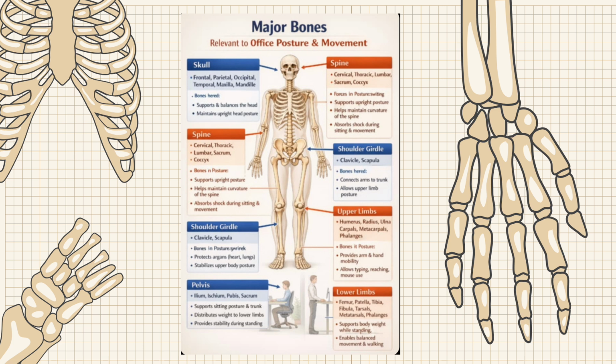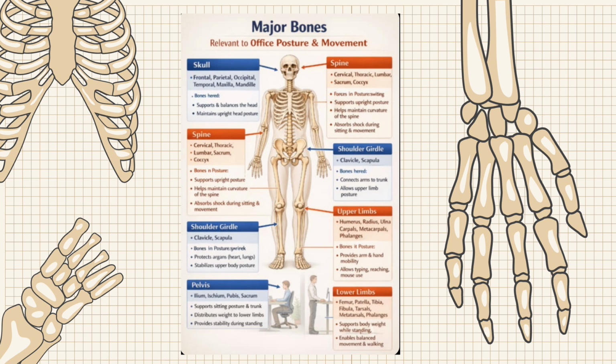The image 2 is about major bones relevant to office posture and movement. This section highlights key bones in your body and their role in good posture, especially when sitting and moving.